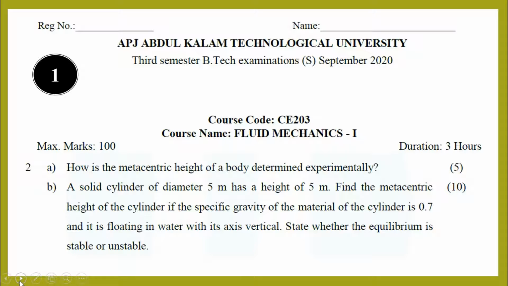The questions are: how is the metacentric height of a body determined experimentally? And the second question is of 10 marks. A solid cylinder of diameter 5 meter has a height of 5 meter. Find the metacentric height of the cylinder if the specific gravity of the material of the cylinder is 0.7 and it is floating in water with its axis vertical. State whether the equilibrium is stable or unstable.